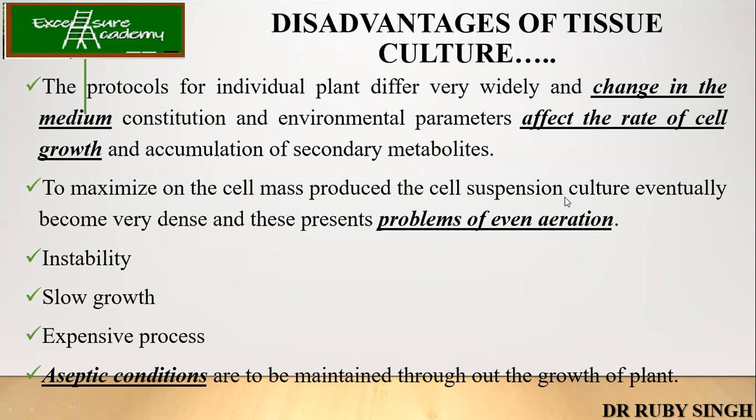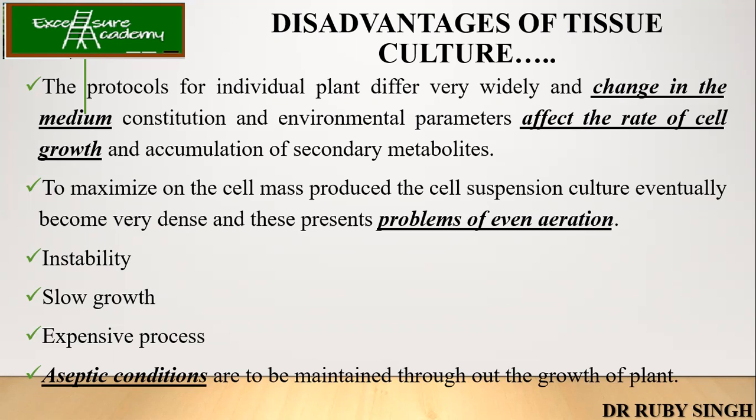Now, the protocols for individual plants differ very widely, and changes in the medium constitution and environmental patterns affect the rate of cell growth and accumulation of secondary metabolites. This is also true. What you have done for one particular plant, like what you have done for orange, is not going to be similar for saffron, of course, right? You know that Nagpur has hot parameters, whereas saffron is grown in the Jammu Kashmir area, so there is a cold condition. So every time you work on a different plant, that particular plant needs a different set of parameters to be standardized. It's actually lots of work. So much labor work is there.